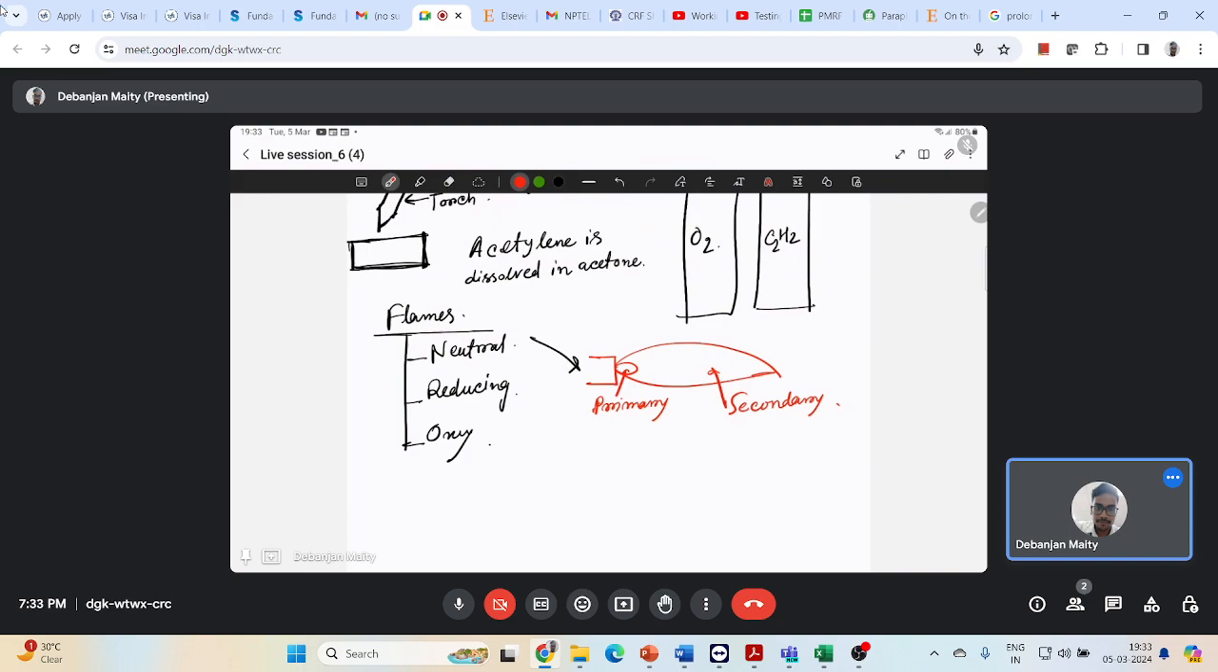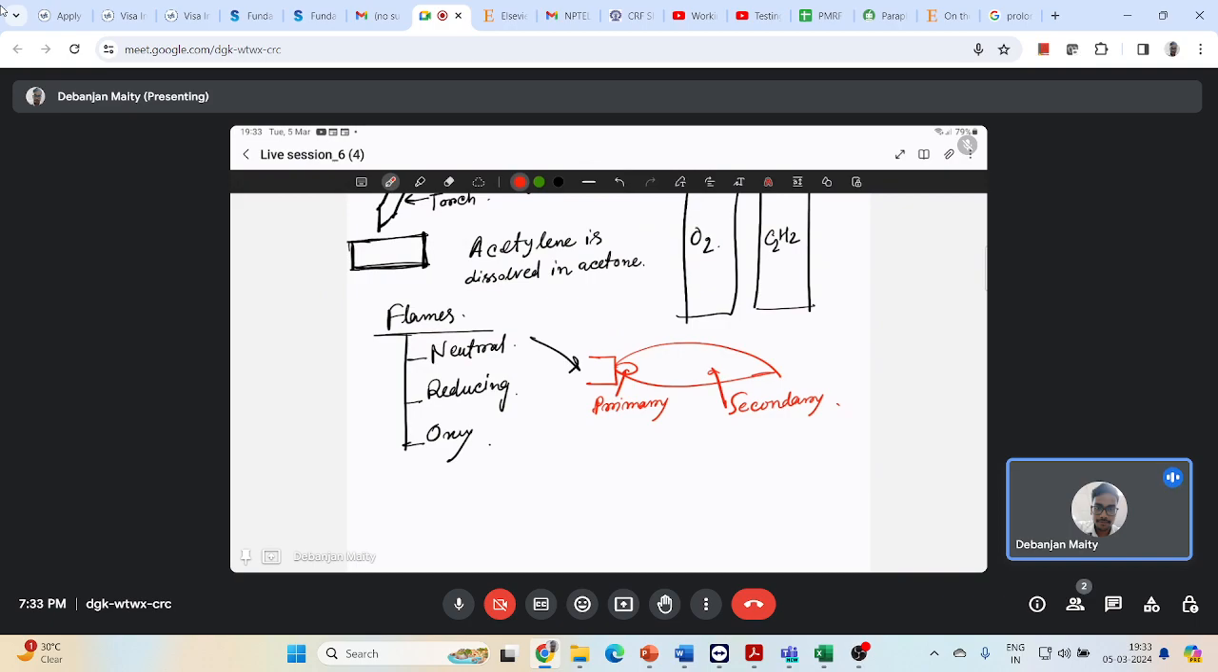So this outer envelope is also called the protection envelope, since carbon monoxide and hydrogen here consume the oxygen entering from the surrounding air, thereby protecting your weld metal from oxidation, right? So that is there.